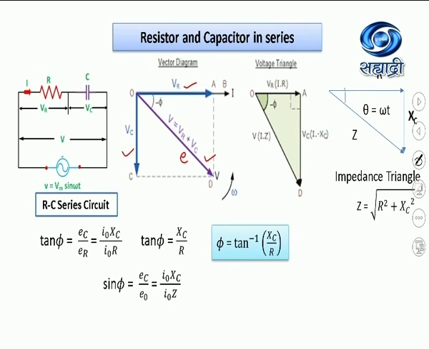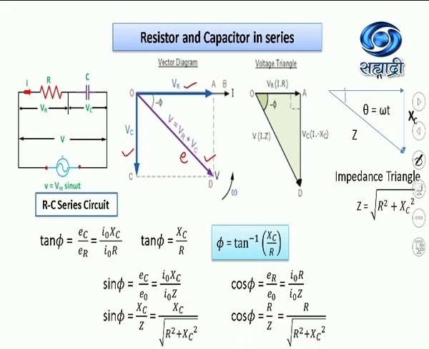Sin phi will be EC upon E naught, that is equal to I naught into XC divided by I naught into Z. So we get sin phi is XC upon Z, that is equal to XC upon root of R square plus XC square. Cos phi will be ER upon E naught, that is equal to I naught into R upon I naught into Z. I naught will get cancelled and we get cos phi is equal to R upon Z, that is equal to R upon root of R square plus XC square. So this is the case when a resistor and a capacitor are connected in series.